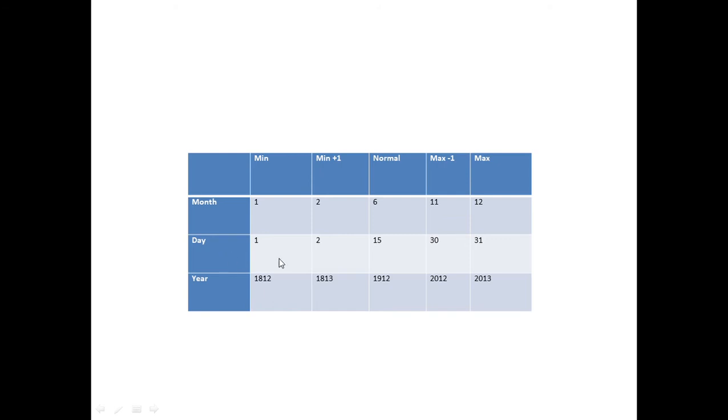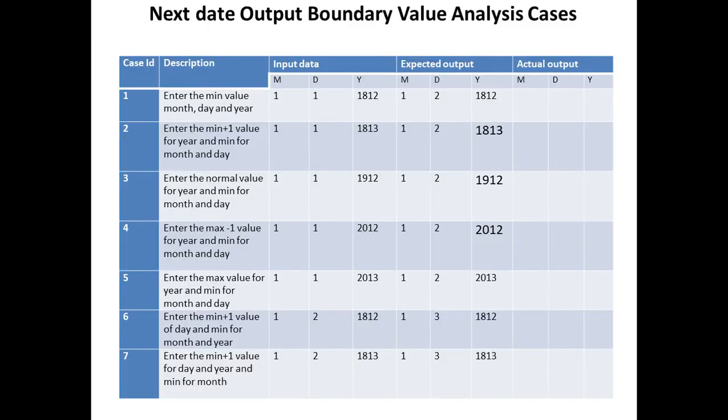Similarly, for date, it is 1 to 31. With respect to that, you have to calculate these values. And for year, the minimum is 1812 and the maximum is 2013. With respect to that, you have to calculate these values. So these are the boundary values for the next date program.